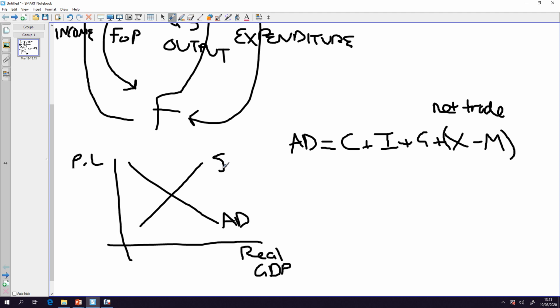Right, what we're then going to add is a short run aggregate supply curve. So we're looking here at what firms can produce in the short run with their existing factors of production. And then what that gives us is our macro equilibrium point. And we label it P1 and Y1. Now, if we were then to think about an outward shift in aggregate demand.